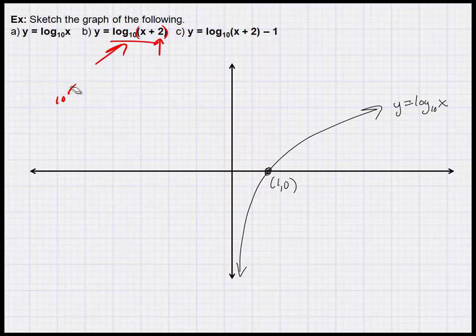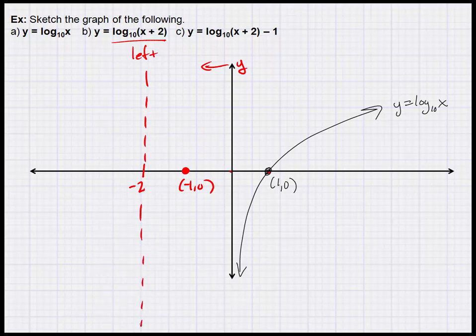So the idea is if I ever add 2 inside my function, I should move it to the left 2 units. So this is going to be moved to the left 2 units. So this point here is going to go 1, 2. It's now going to be there. That point would be negative 1, 0. The vertical asymptote that was the y-axis here is also moved to the left 2 units, which puts it at negative 2.